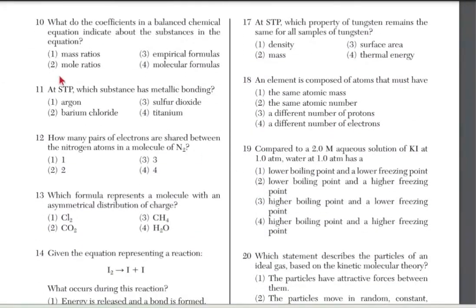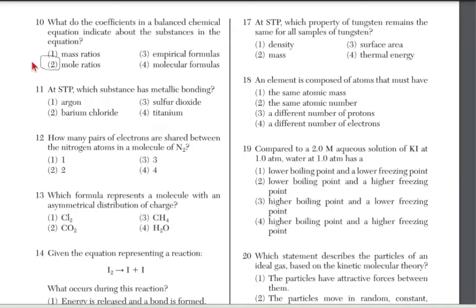What do the coefficients in a balanced chemical equation indicate about the substances in the equation? Mole ratios. When you read an equation and you have 2Cl, that's 2 moles of chlorine, and that applies to all elements in a chemical equation.